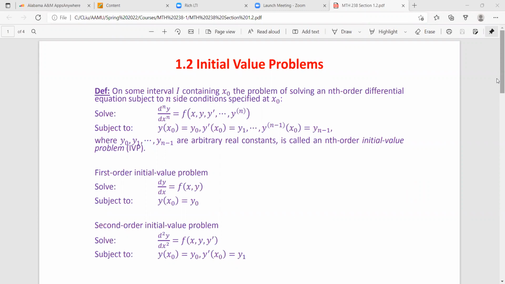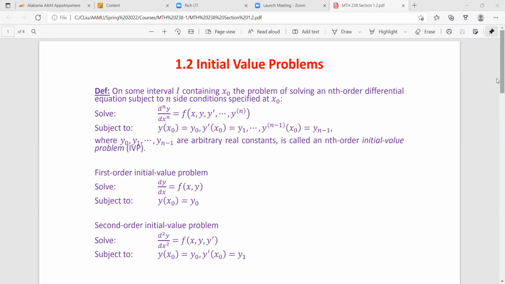So in the second section of chapter 1, we just introduce the initial value problems. The whole chapter 1 is an introduction to differential equations. We just discuss some basic concepts and terminologies. So what is an initial value problem? We talked about differential equations in section 1. If you add some conditions, initial conditions, on the differential equation, then we call it an initial value problem.